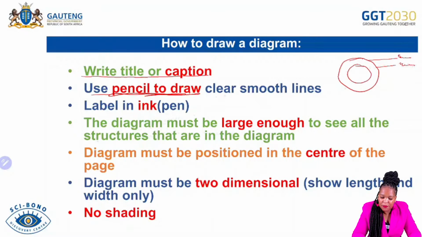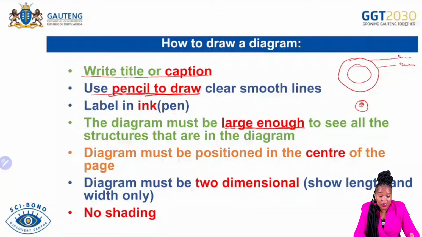And the diagram must be large enough to see all the structures that are in the diagram. So you are not going to draw something as small as this. The rule that I can accept is at least it must be within more than 8 lines. So if your diagram is more than 8 lines, it's big enough to see all the inner structures that you are going to label. Please don't draw something very small like this.